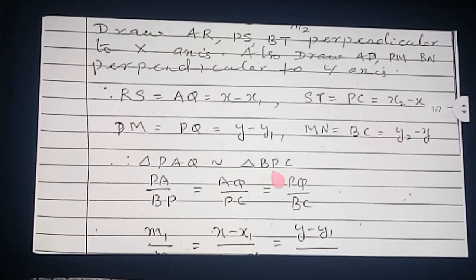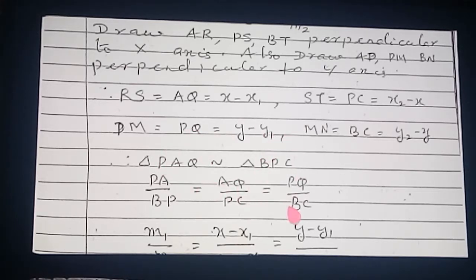See here. Triangle PAQ is similar to triangle BPC. If two triangles are similar, all the corresponding pairs of sides are in the same proportion. Corresponding sides means corresponding positions. Here PA, in the same position here, which side is there? BP. So PA by BP. Here AQ and here PC. AQ by PC equal to here PQ and here BC.